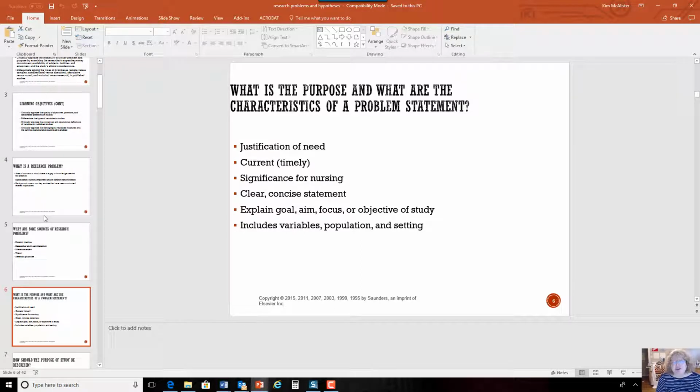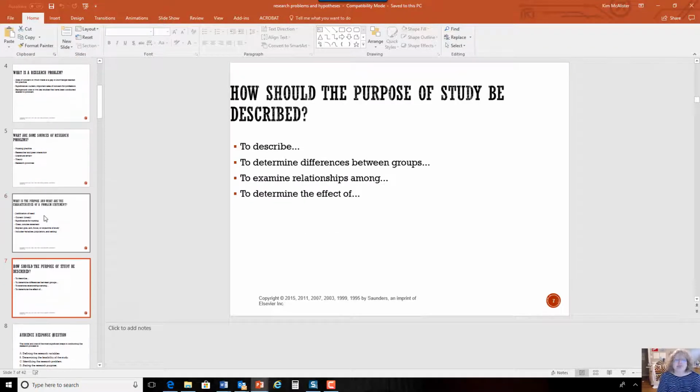You also need to know what the variables were and what the population was, who did this affect? Was this patients? Was it nurses? Was it inpatient? Was it outpatient? Was it home health? Was it in the OR? Where was it? Who was it that you were working with?